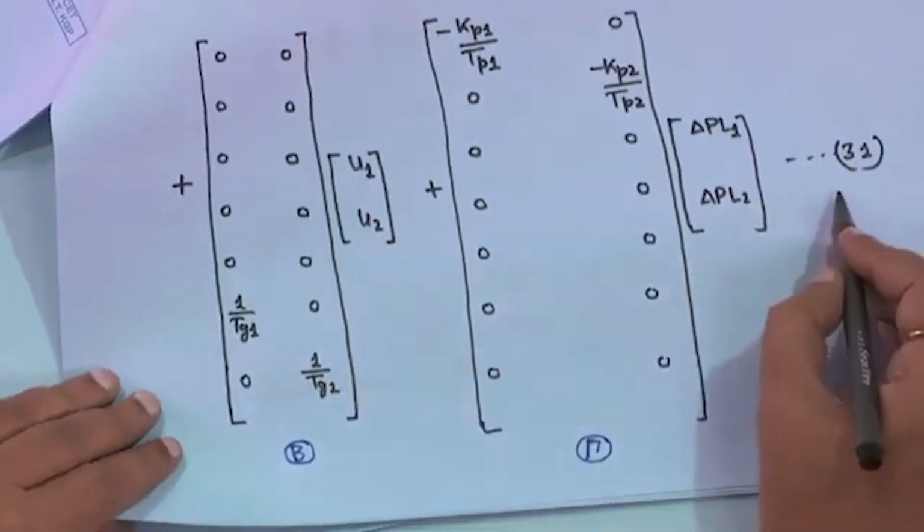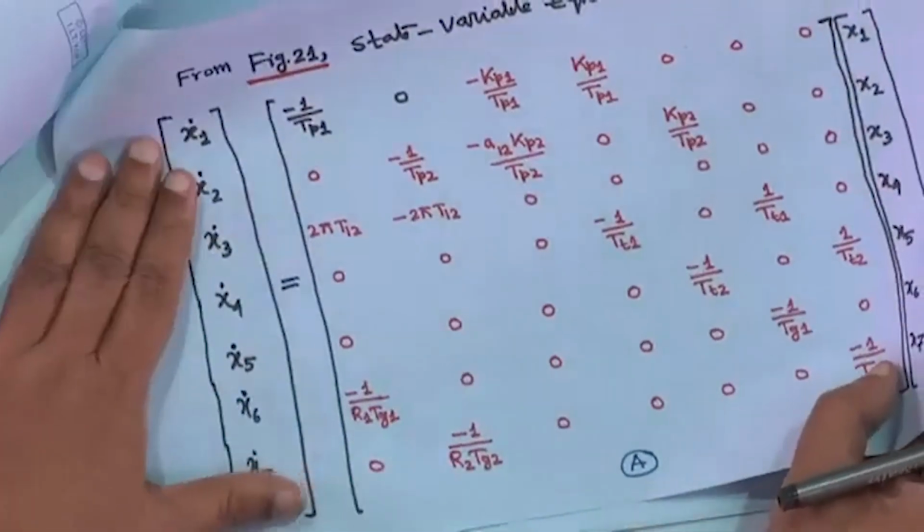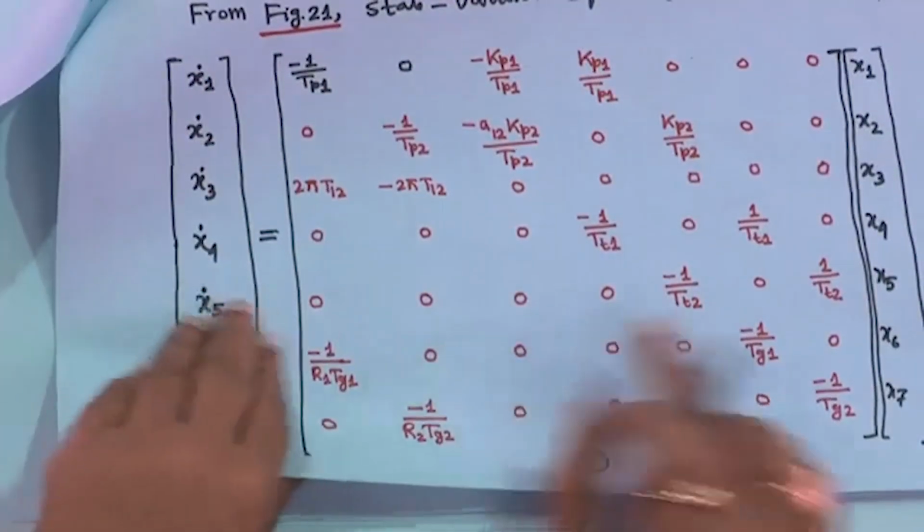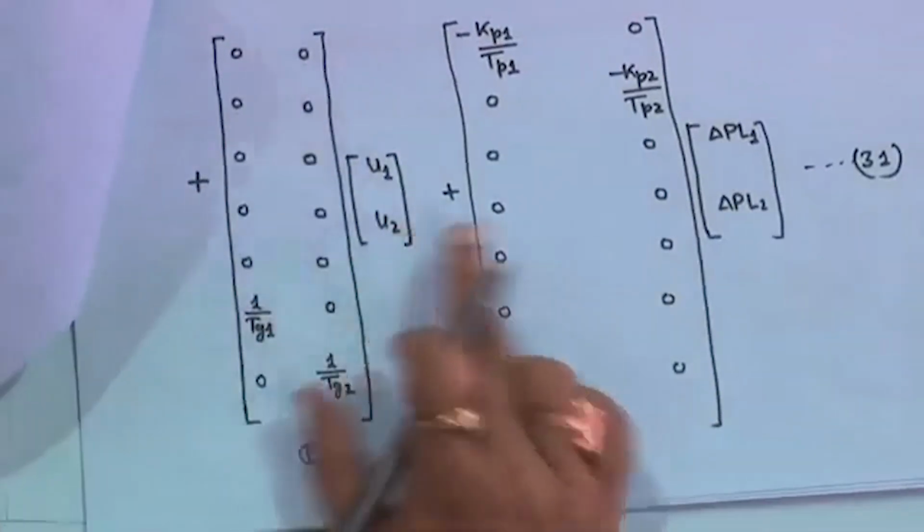So this is equation 31. Equation 31 means all together this: the left-hand side is x dot, this matrix is Ax, this one is Bu, and this is gamma p.